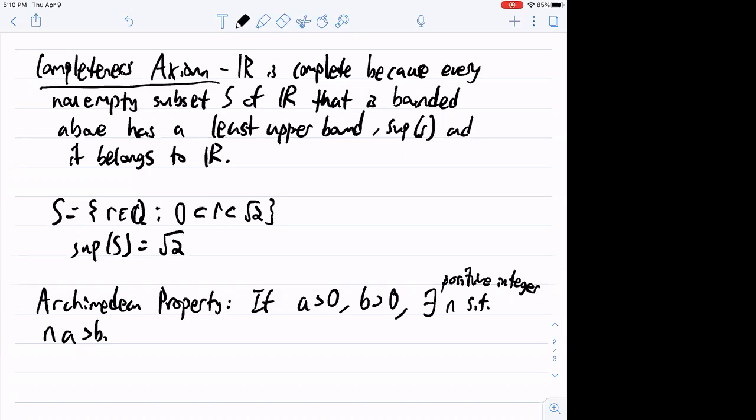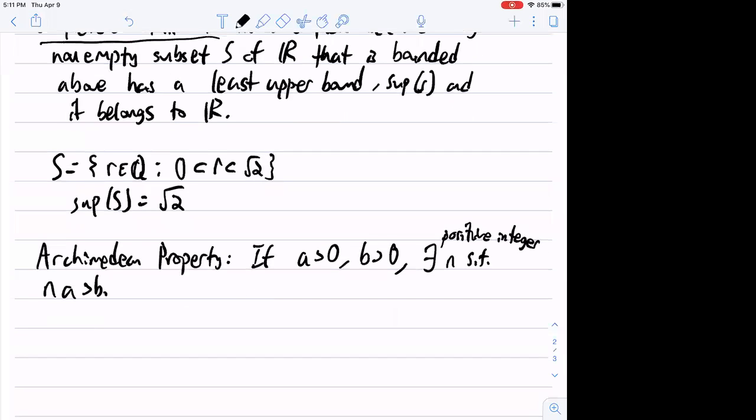No matter what two positive numbers you give me, I can find a number such that when I multiply it, I eventually become bigger than the other one. For example, if A is 2 and B is 1 million, my n could be 2 million. So 2 million times 2 is bigger than 1 million. Hopefully that's obvious.